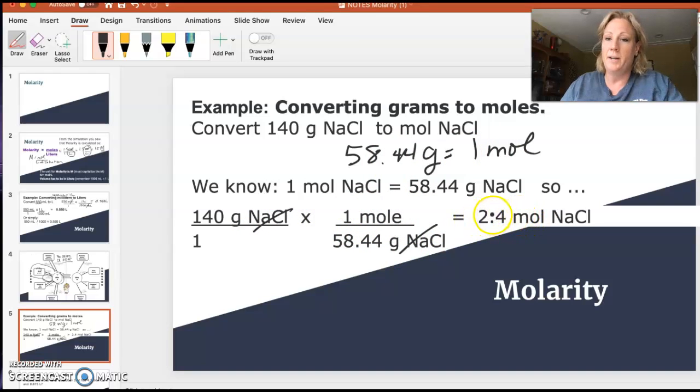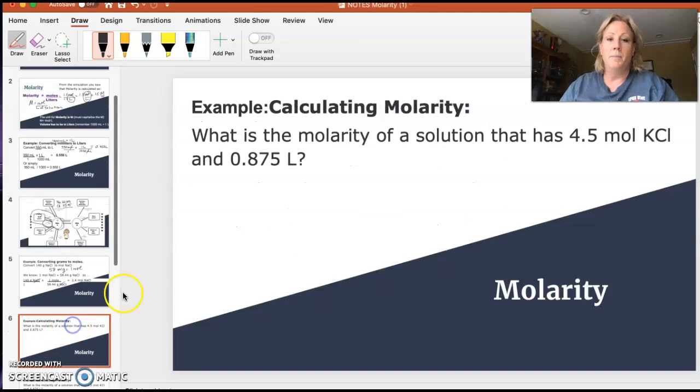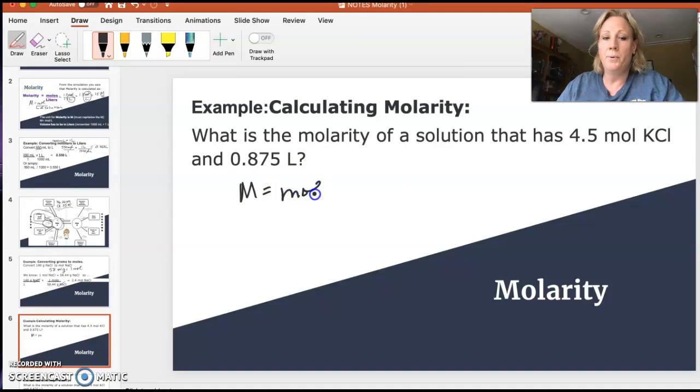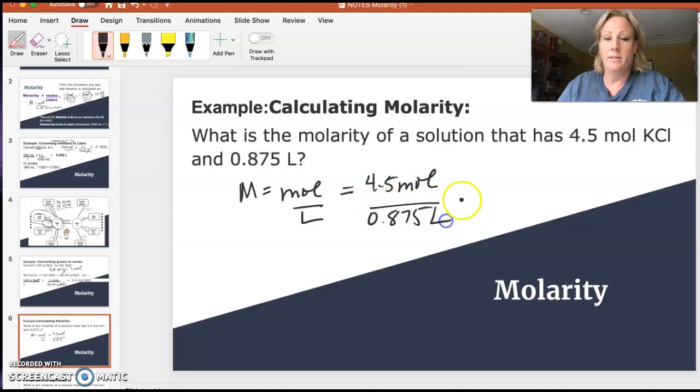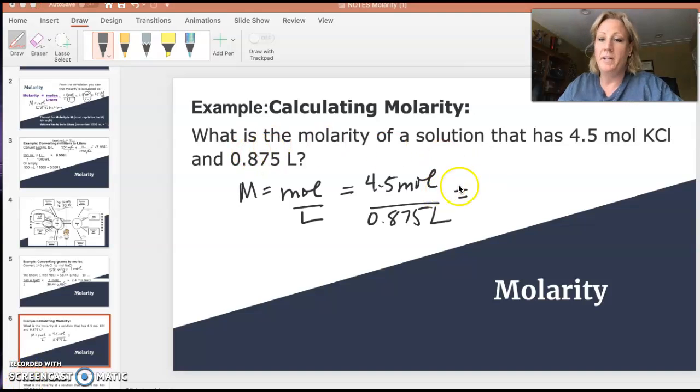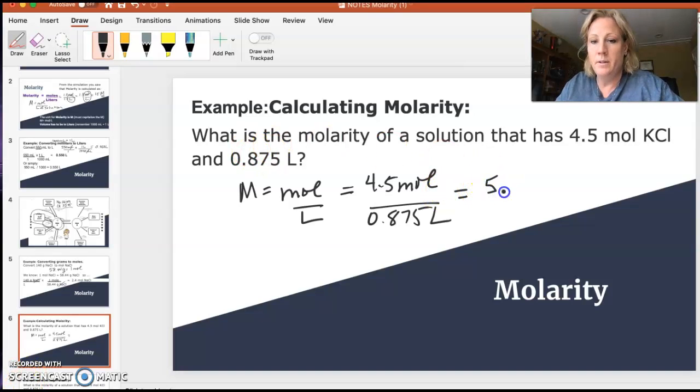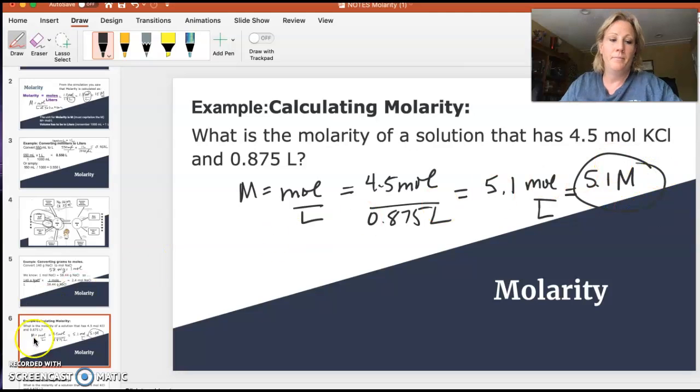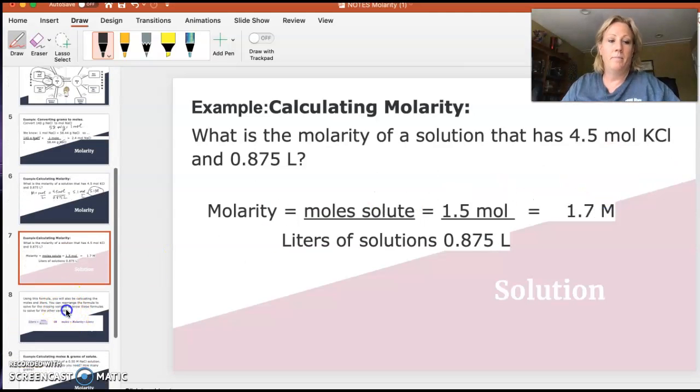So those are just the 2 steps that sometimes you'll have to do to get to moles or to get to liters. Some of the problems are really straightforward, like this one. They want molarity, which is moles per liter, and everything's in the right unit. So 4.5 moles over 0.875 liters. And then when we divide these, we get 5.1. And the unit is mole per liter, or we could say 5.1 capital M.